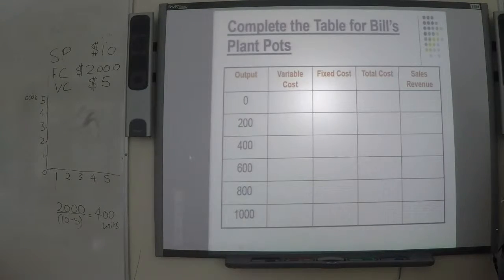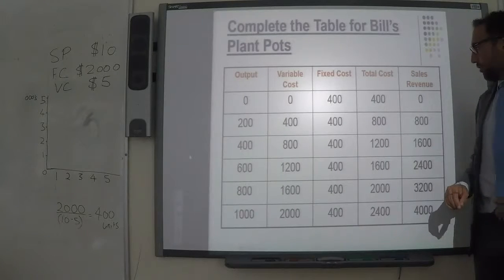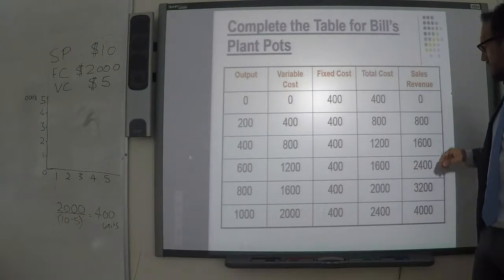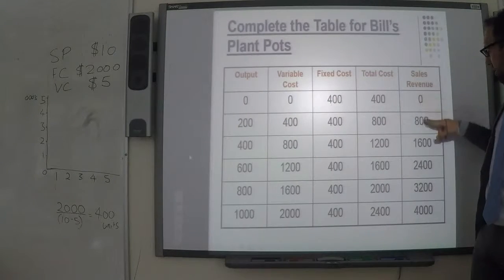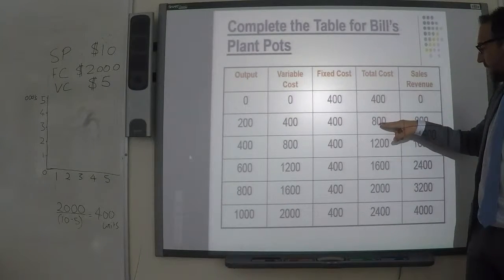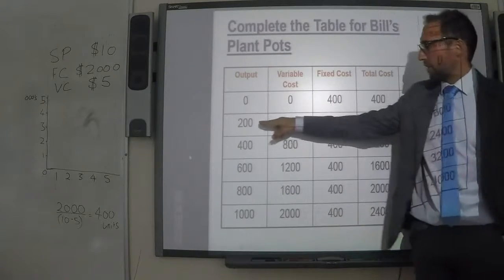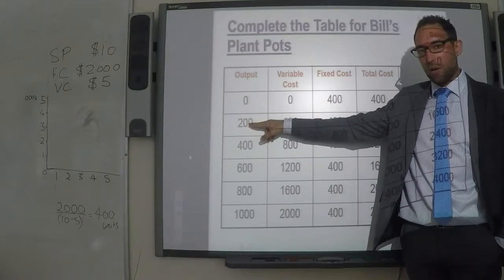not in pounds. In this example, okay, the break-even point is 200 units, because in this example, sales revenue is 800 and total costs are 800. So at this point, the business breaks even at 200 output.